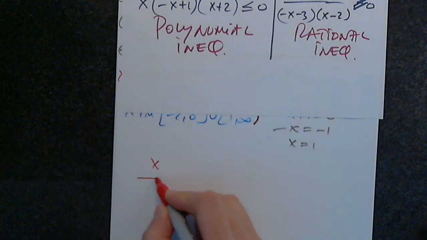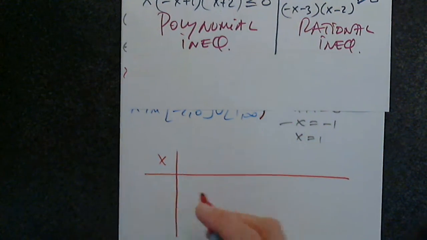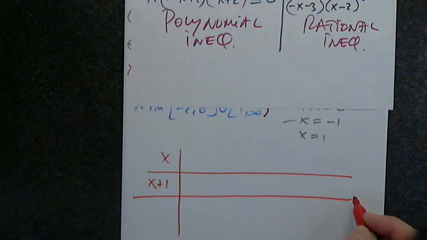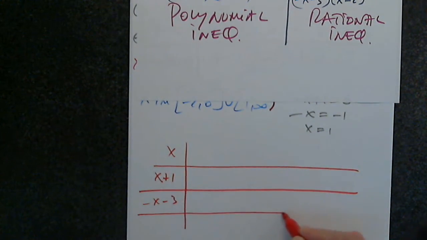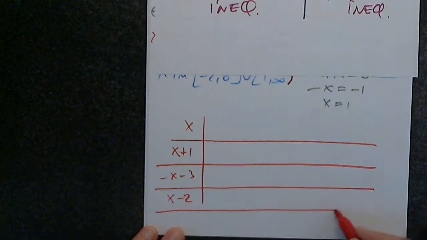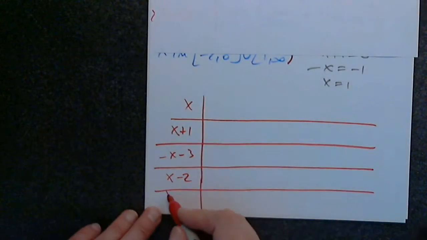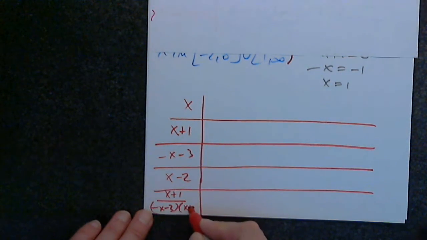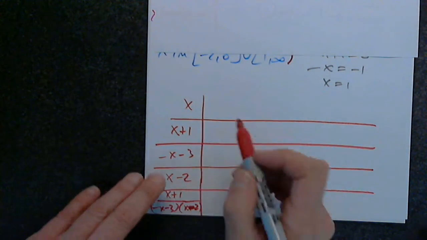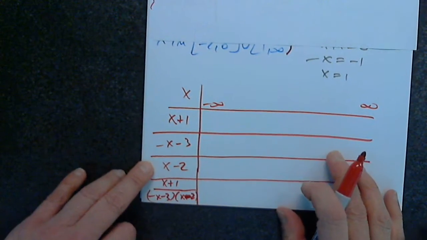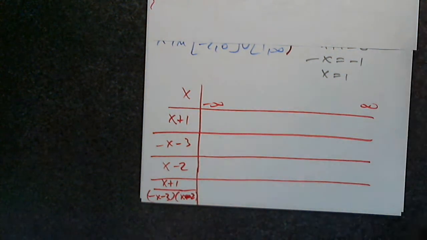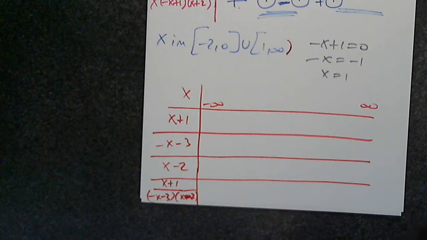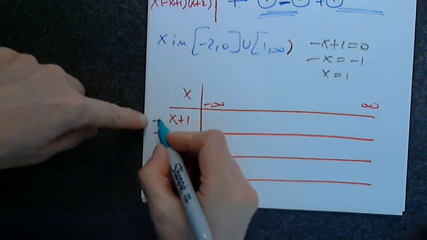It's understandable. So for the second one, I have x. I have x plus 1. I have -x minus 3. I have x minus 2. And then I have the whole thing: x plus 1 over -x minus 3 and x minus 2, from negative infinity to infinity. Which numbers would you give me to put in the table? -1.